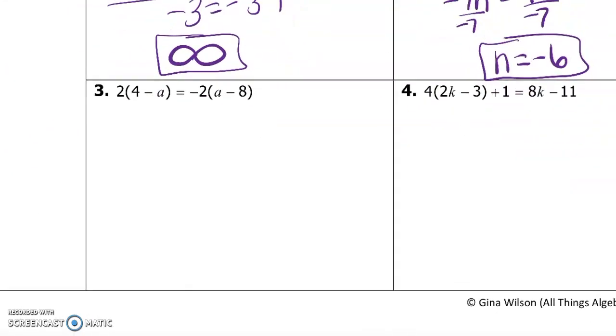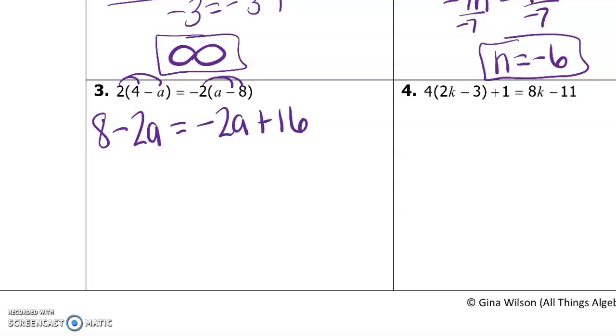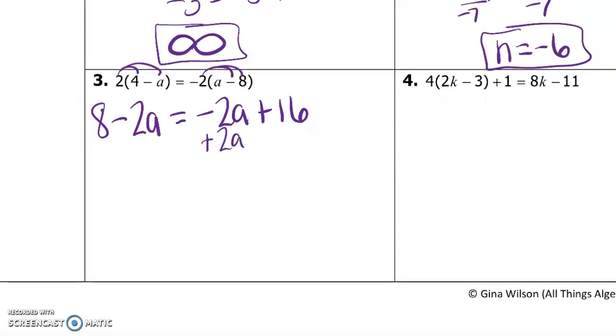Number 3. First, we're going to distribute. 8 minus 2a equals negative 2a plus 16. Okay, so distribute the 2 on the left-hand side gives me 8 minus 2a. Distributing the negative 2 on the right-hand side gives me negative 2a plus 16. Be careful of the negative 2 and the negative 8. So some of you might recognize this right here, and some of you might not. It's okay. I would add 2a, add 2a.